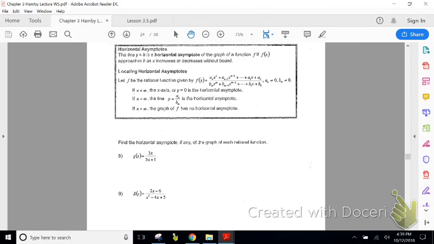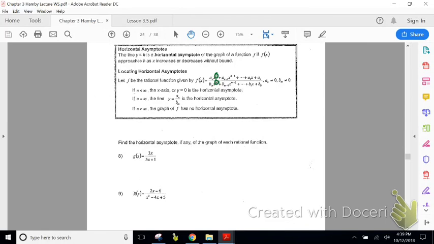It says to locate the horizontal asymptotes, let f be a rational function given by that really long rational function they gave us there. It says notice though, in the numerator, the largest exponent is n, and in the denominator, the largest exponent is m. So if n is less than m, then our x-axis, or y equals 0, is going to be a horizontal asymptote.